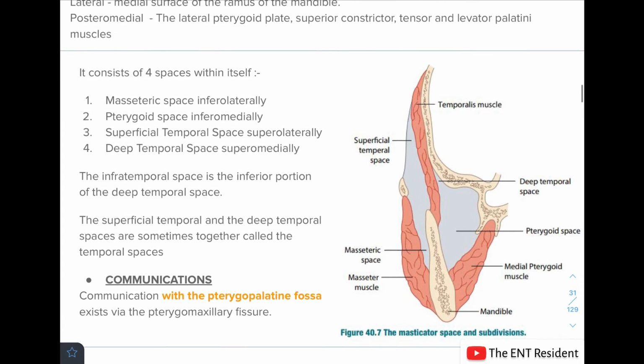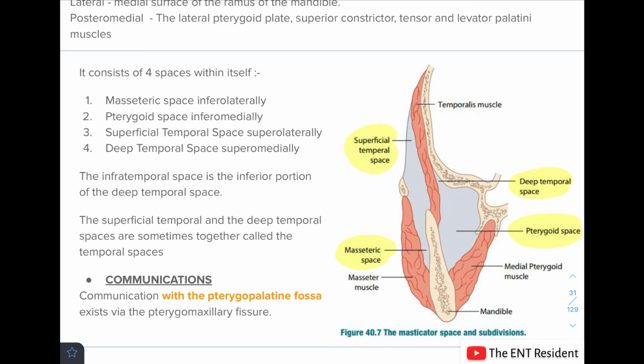Now these four different spaces are the masseteric space or the submasseteric space, which lies inferolaterally. You can see this is the masseteric space. The pterygoid space lies inferomedially. The superficial temporal space lies superolaterally, and the deep temporal space lies superomedially. So these are the four different spaces which comprise the masticator space.